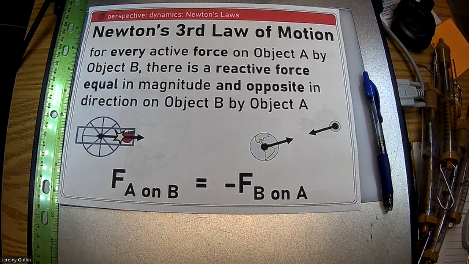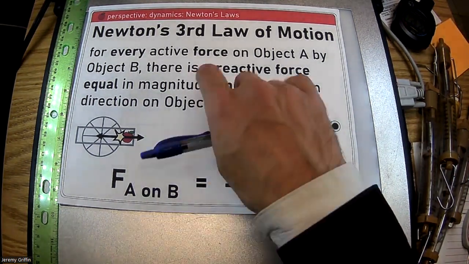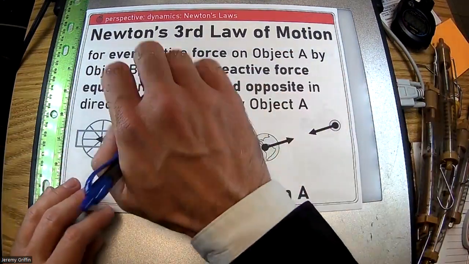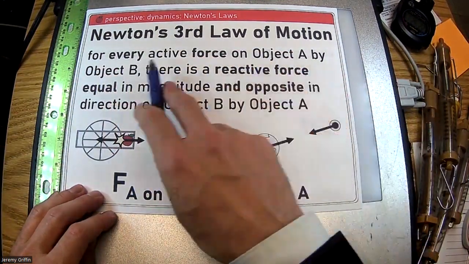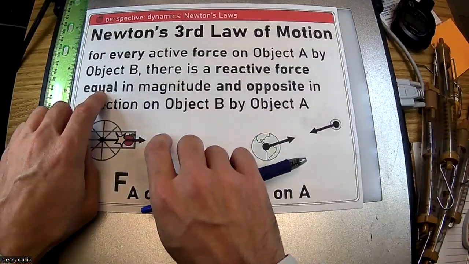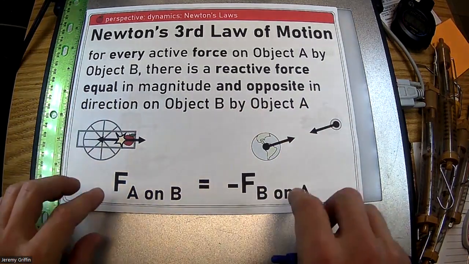Right? Oh, I was going to ask you guys Newton's third law of motion, but you would have said, for every action, an equal opposite reaction. I'll say for every force, there's an equal opposite reactive force, right? So we're considering two objects, object A and object B. They're pushing or pulling on each other somehow. So for every active force on object A by object B, there's a reactive force, equal in magnitude and opposite in direction, by B on A, okay? So some version of this, right?